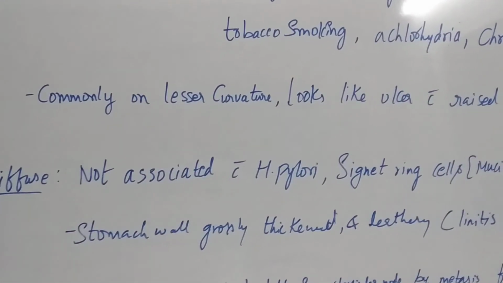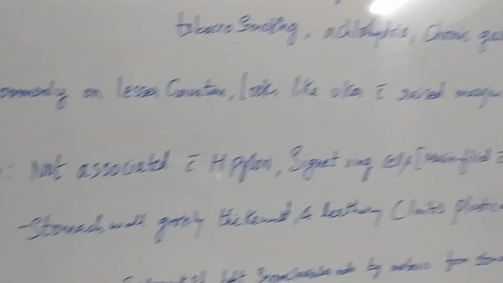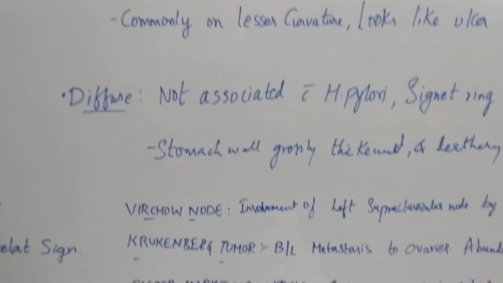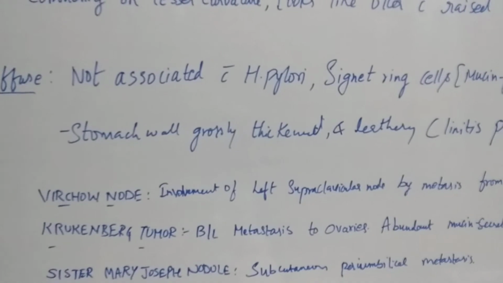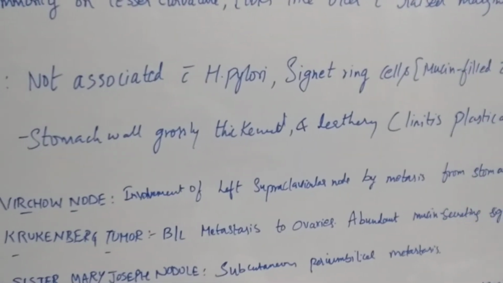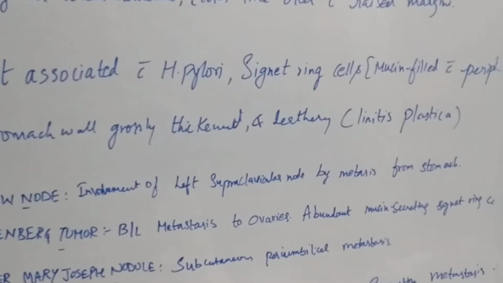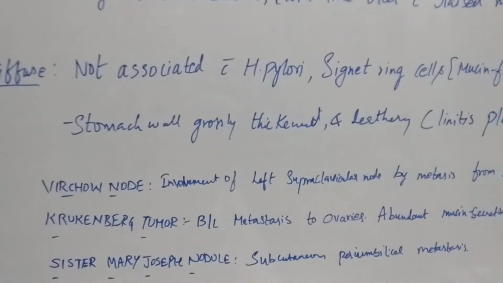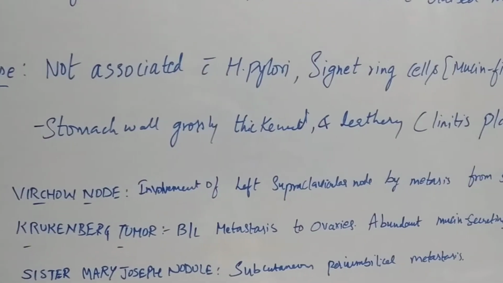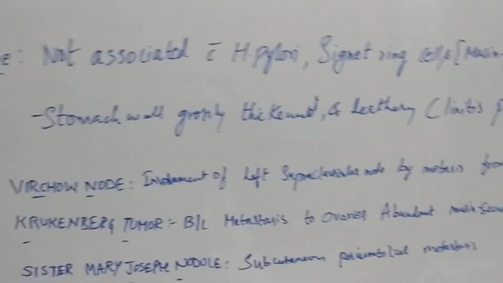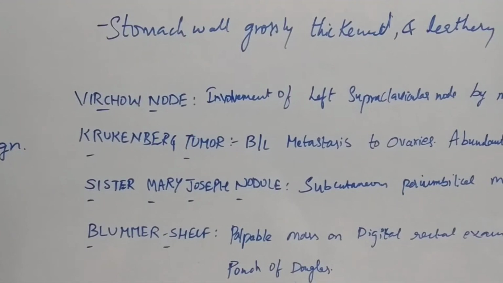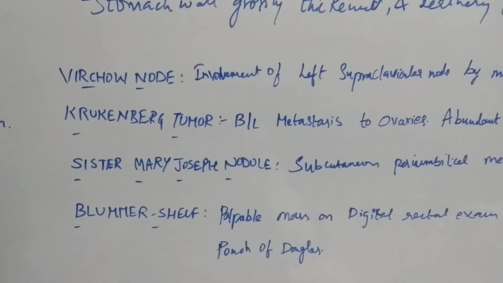It is commonly seen on the lesser curvature and it looks like an ulcer with raised margins. In diffuse type, it is not associated with H. pylori. Signet ring cells are present, which are mucin filled with peripheral nuclei. The stomach wall is grossly thickened and leathery. It is Linitis plastica. And these four points are there: Virchow node, Krukenberg tumor, Sister Mary Joseph nodule, and Blumer shelf.